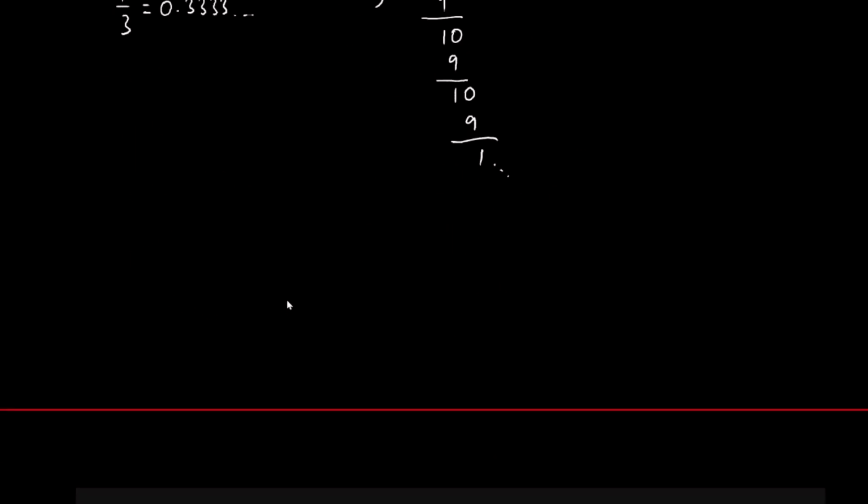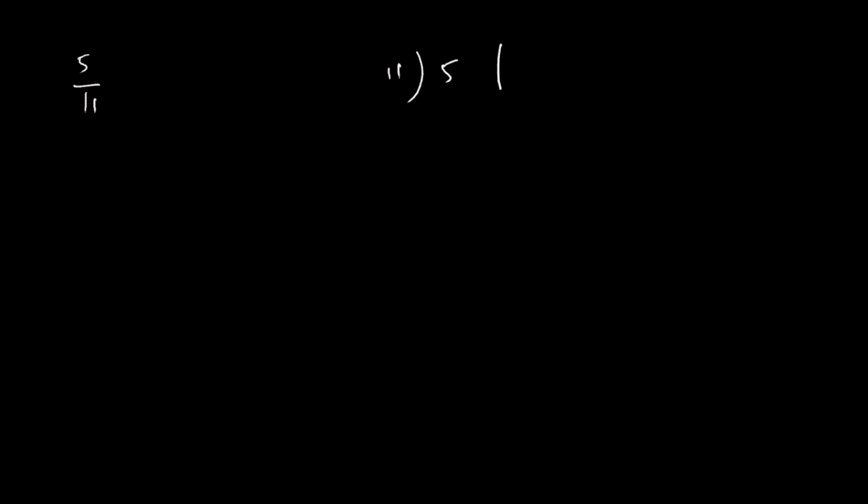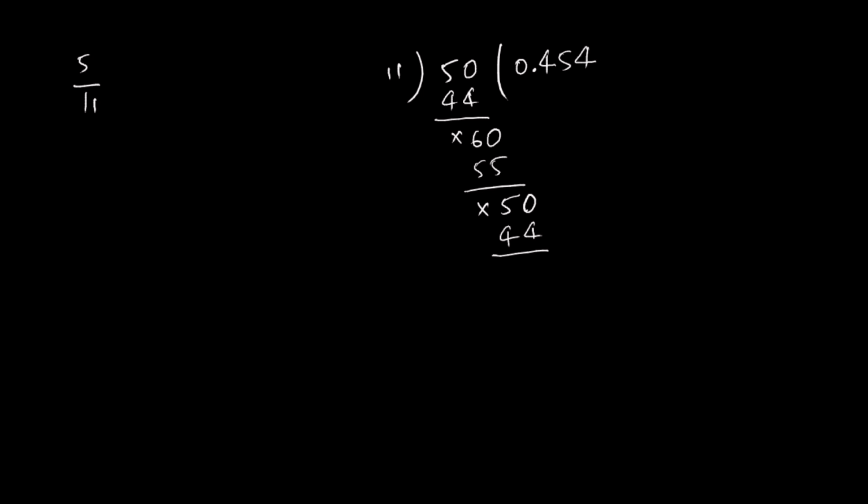Let's look at another rational number, 5 over 11. Let's divide 5 by 11. Since 5 is smaller than 11, we take a decimal and we take 10 here. So 11 times 4 is 44. We have 6 as remainder. Again 6 is smaller than 11, so we bring another 0, and 11 times 5 is 55. So again here we have 5 remainder. Again 5 is smaller than 11, so we bring 10 here, and 11 times 4 is 44. We have 6 remainder. Again 6 is smaller than 11, we bring another 0, and 11 times 5 is 55. We have 5 as remainder.